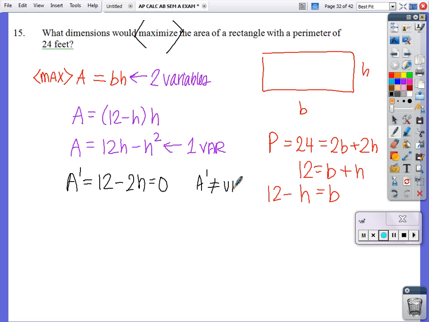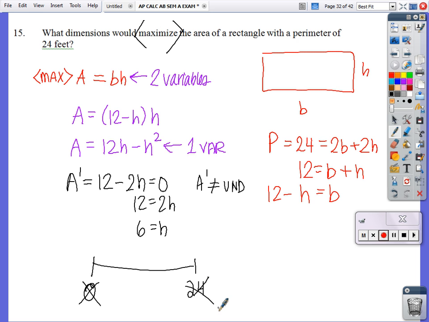In this case, the derivative cannot equal undefined. We get that 12 is equal to 2h, so h is equal to 6. If I'm talking about heights, I do know that really the smallest height I could have is 0. The highest I could have is 24, but we can't be those values, so there's no endpoints in this function. Oh, not 24, sorry. 12 is actually the maximum that we could be, but we could not actually use 12. Alright, so 6, derivative is 0 at h equal to 6.